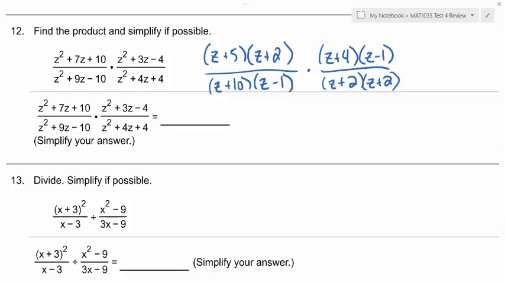Okay, so what cancels out here? All right, so the z plus 2 on the numerator and the denominator. The minus 1's cancel out. All right, so then you get the plus 5 and the plus 4 over the plus 10 and the plus 2.